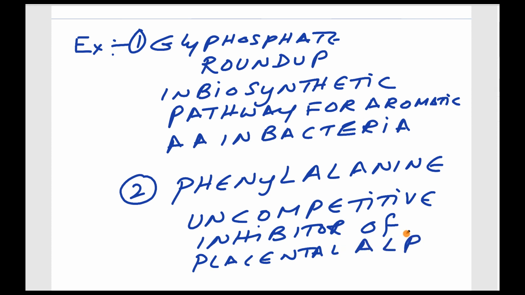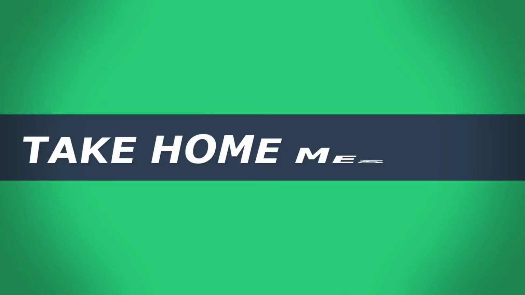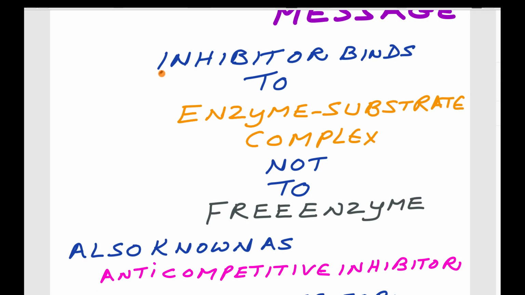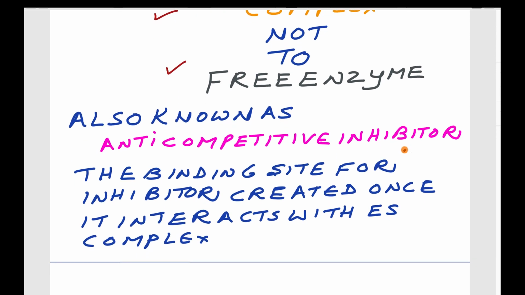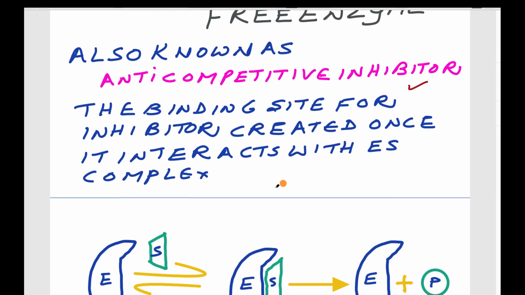In this session, we have discussed uncompetitive enzyme inhibition. Let me sum up. The inhibitor binds to the enzyme substrate complex. One thing you have to take note of: it does not bind to free enzyme. It is also known as anti-competitive inhibitor. The binding site for the inhibitor is created once it interacts with the ES complex. Earlier it was not there.